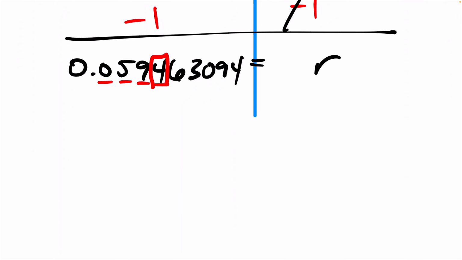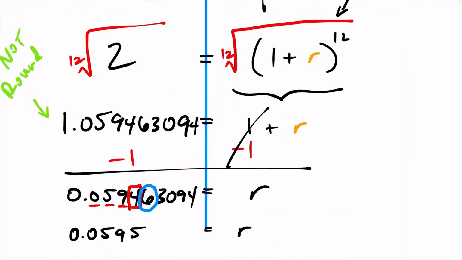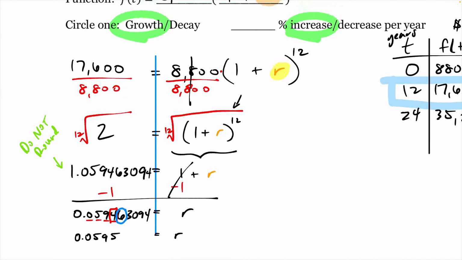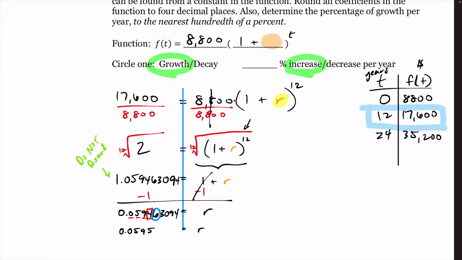So that guy can stay at 4, or it can go up to 5. This guy right here says go up to 5. So R is going to be 0.0595. That's going to be my R. So I'm going to go back to the top and fill in that blank spot that I had with what R was.